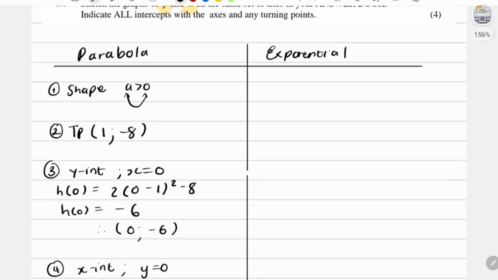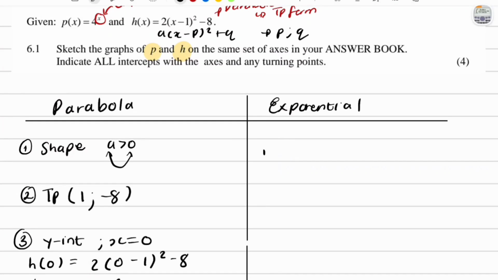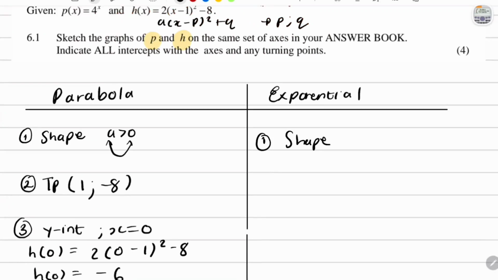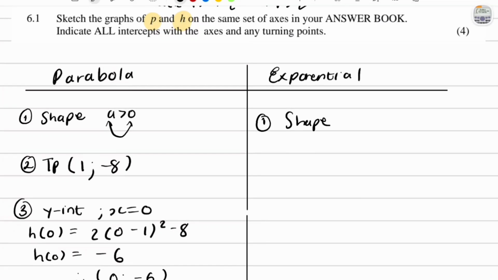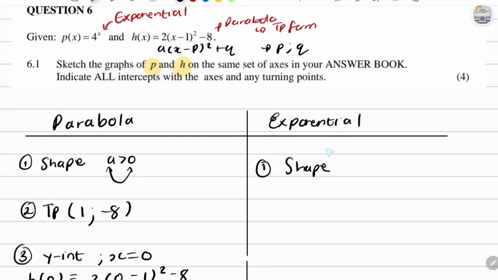So for the exponential function, I use similar steps really. The first thing I think about is also the shape of the graph. Because our exponential function says 4 to the power of x, this is what we're going to have to think about. Let me show you what the general form of the exponential function looks like. It is in the form of a multiplied by b, which is your base, to the power of x minus p, plus q.